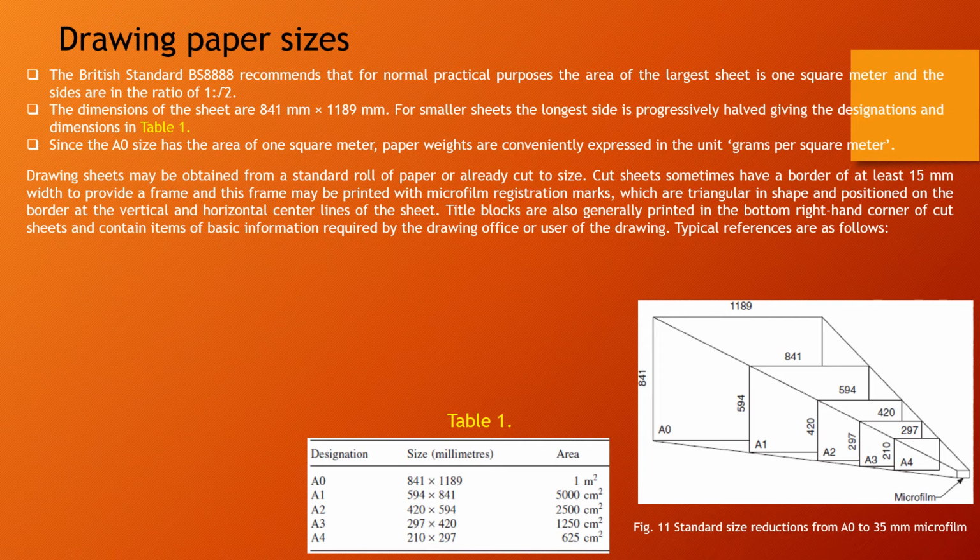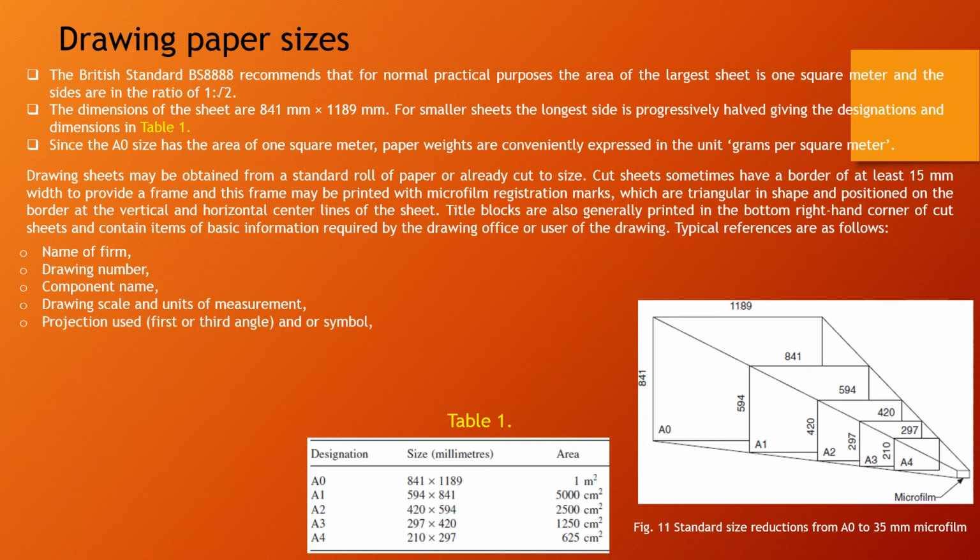The title blocks are also generally printed in the bottom right hand corner of cut sheets and they contain items of basic information required by the drawing office or user of the drawing. Typically the references are as follows: name of the firm, drawing number, component name, drawing scale and the unit of measurement, and projection used, which type of projection you used, first angle or third angle. The symbols you have to draw when you finish your drawing.